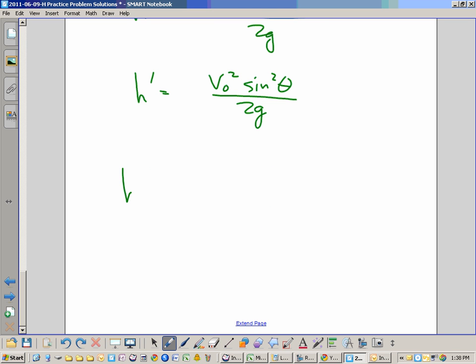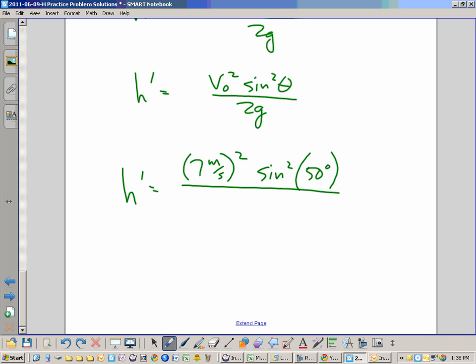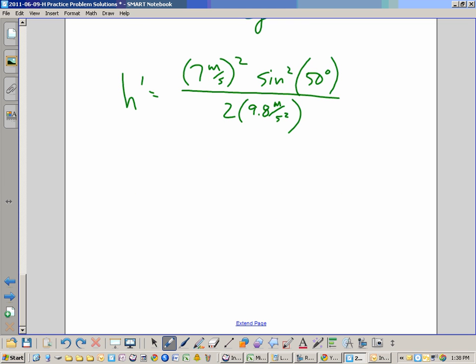Now we could just plug all our stuff in. What was our v naught? 7, right? 7 meters per second squared times sine squared of 50 degrees. You guys are working on this as I'm writing it, right? All over 2 times 9.8 meters per second squared. Again, meters squared per second squared divided by meters per second squared, dimensionally is going to be meters. So what is h prime? 1.47.